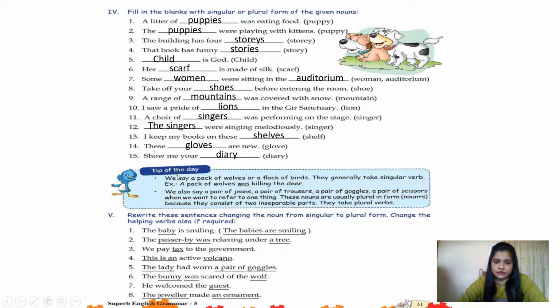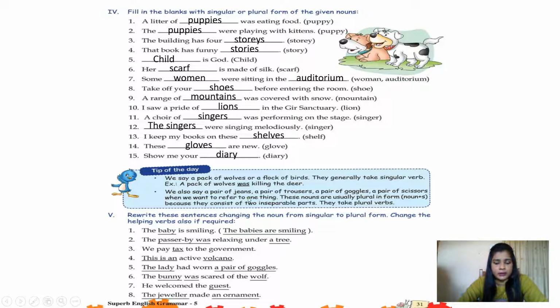Now let's see the tip of the day. We say a pack of wolves, a collective noun, or a flock of birds, again a collective noun. They generally take a singular verb, like a pack of wolves was killing the deer. Children, here we have seen so many collective nouns. See number 1, then numbers 9, 10, 11. These are collective nouns, children. So we have written here, can you see? It is a singular verb. Here also was, here also was.